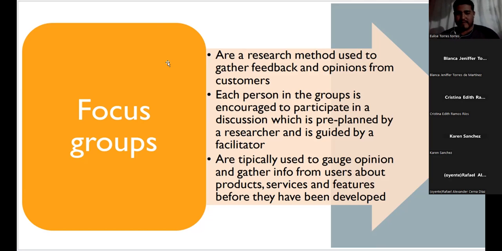Each person in the group is encouraged. From number one. Okay, one and two, both. Okay. Our research method used to gather feedback and opinions from customers. Each person in groups is encouraged to participate in a discussion, which is pre-planned by researchers, guided by a facilitator.